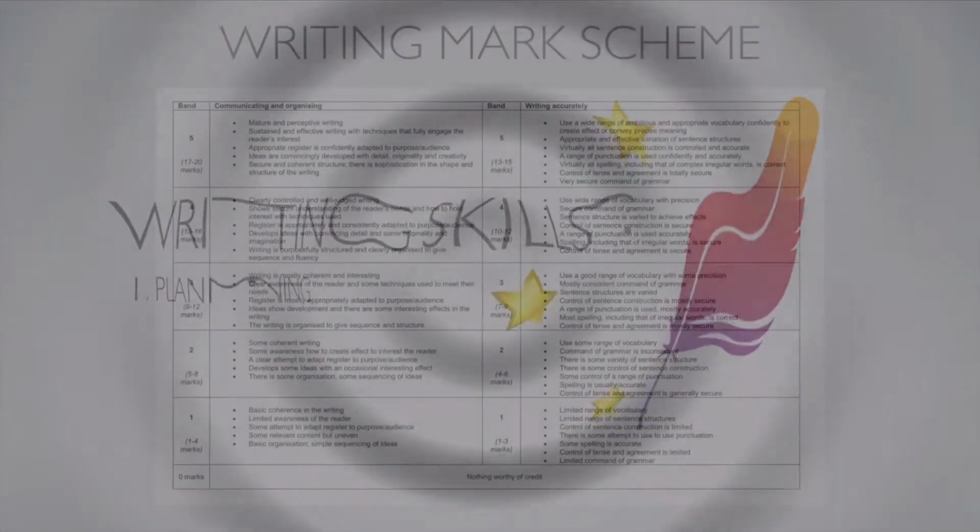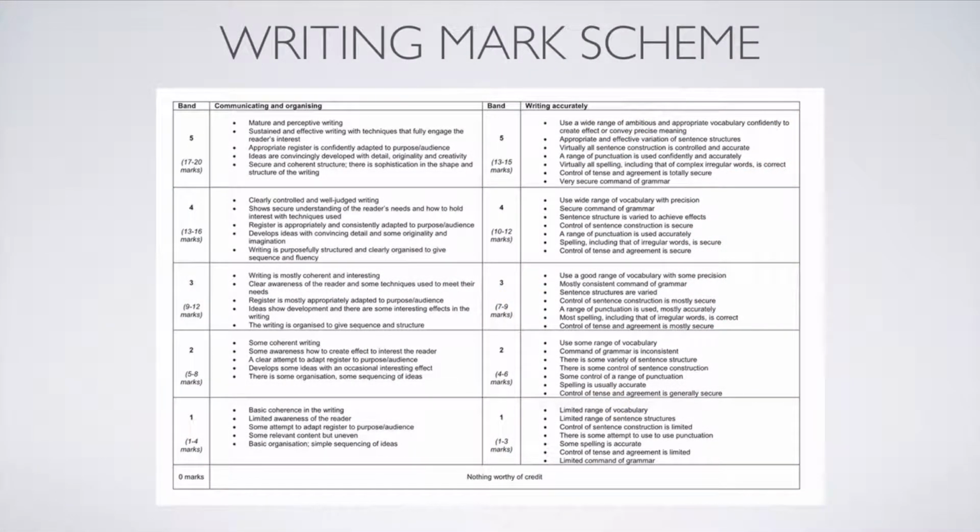So if we look at the writing mark scheme, there's 5 bands and there's 2 columns, and it's the 2 columns that we really want to look at. There's the communicating and organising, and then there's the writing accurately. And today we're going to be focusing on that idea of communicating and organising, because planning is involved hugely with that. And then in another video I'll talk through some of the things you can do to ensure that you are writing accurately.